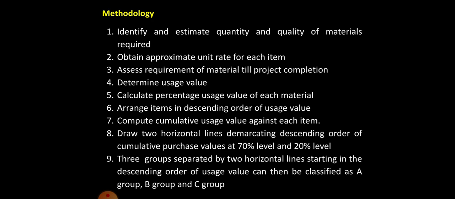The next step is to arrange the items in descending order of usage, and further we have to compute the cumulative usage value against each item. Thereafter, we are supposed to draw two horizontal lines demarcating the descending order of the cumulative percentage value at 70% level and 20% level. The three groups separated by the above two horizontal lines, starting in the descending order of the usage value, can classify materials into these classifications, that is A group, B group and C group.